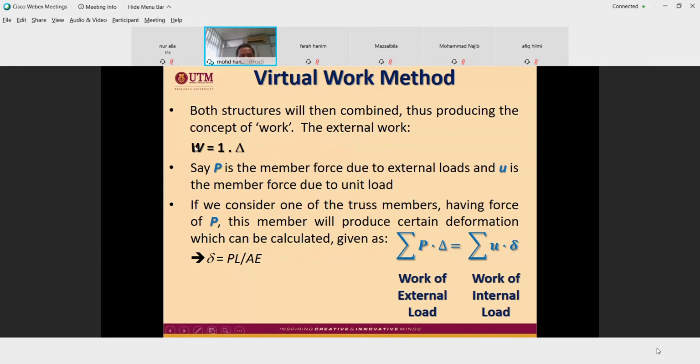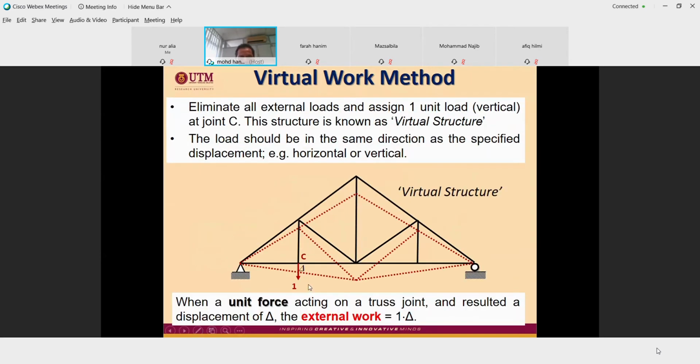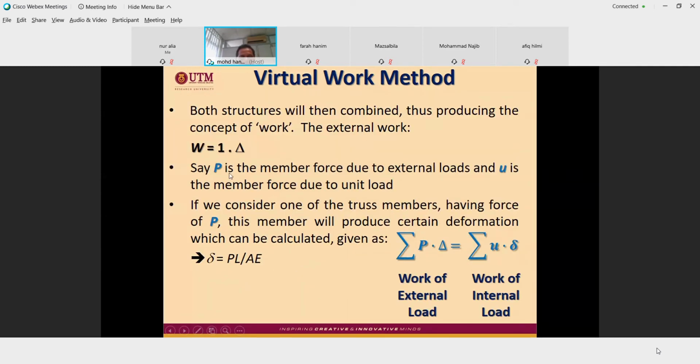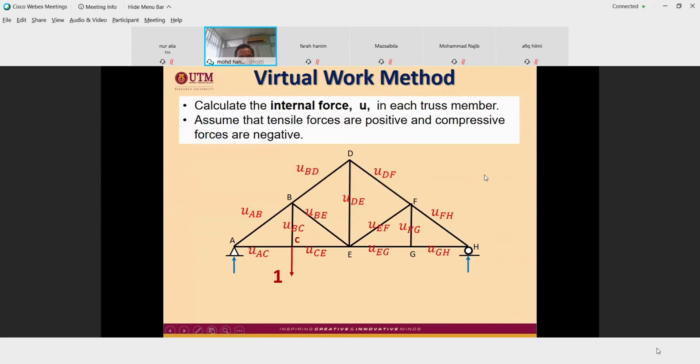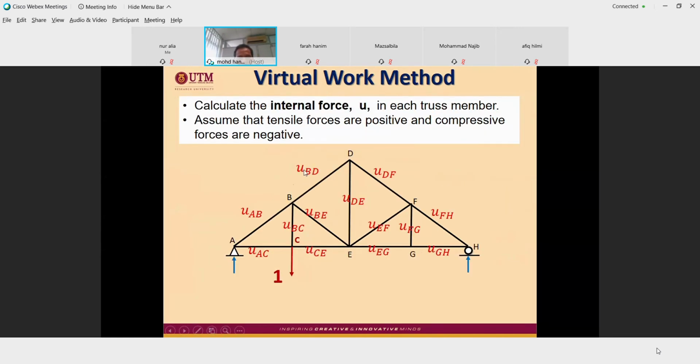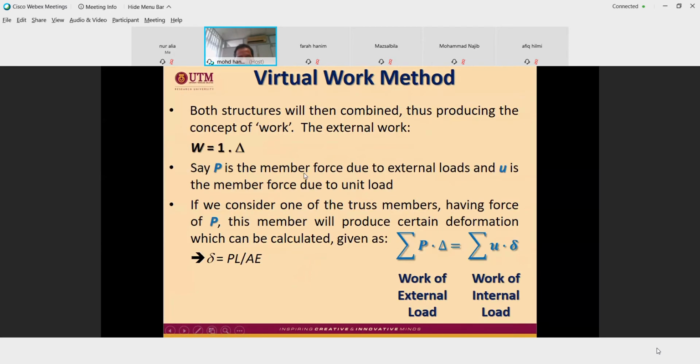And then the external work W is equal to 1 multiplied by delta. Here, the external load is 1 multiplied by delta. If P is the member force due to external load and U is the member force due to one unit load, this member will produce certain deformation, which can be calculated given as work of external load equal to work of internal load.